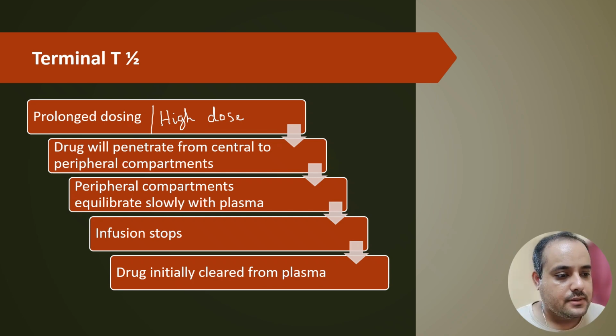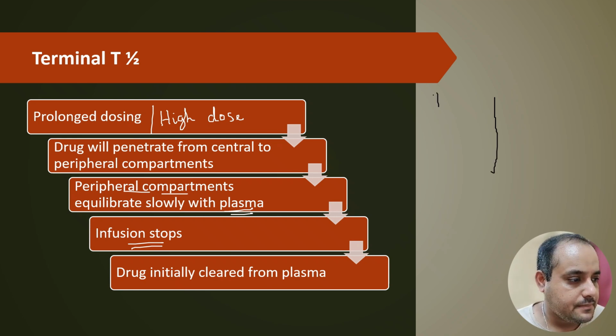So now, after the drug is going to distribute, then it is going to equilibrate, and this equilibration will occur slowly from the peripheral compartments. The equilibration of the drug with plasma will be slow. Why? Because the blood flow is slow. So now suppose I am stopping the infusion. So initially, what is going to happen? So let us suppose this is the plasma and these are all the peripheral tissues. Okay. So equilibrium between them is existing.